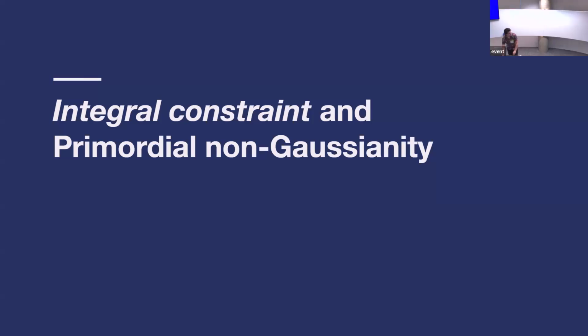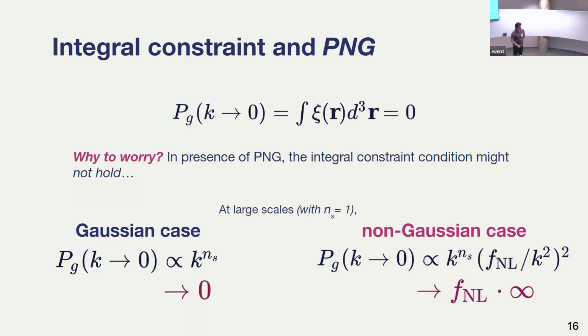So let me start first with the integral constraint. What is the integral constraint in one slide? It's basically that for limited-window surveys, you have the condition that the power spectrum, when you go to really large scales, has to go to 0 because of the window limitations of your survey. And this translates into a condition on the two-point correlation function, which is that the integration over the whole survey footprint of the two-point correlation function has to go to 0.